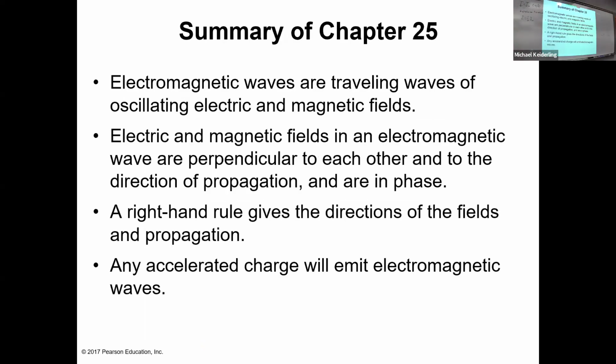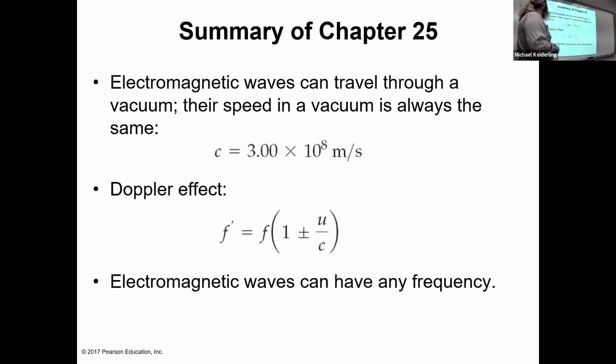So that's the end of chapter 25. Electromagnetic waves are traveling waves of oscillating electric and magnetic fields. The fields in an electromagnetic wave are perpendicular to each other and to the direction of propagation, and are in phase. A right-hand rule gives the direction of propagation. Any accelerated charge will emit electromagnetic waves. Electromagnetic waves can travel through a vacuum. Their speed in a vacuum is always 3 × 10⁸ meters per second.